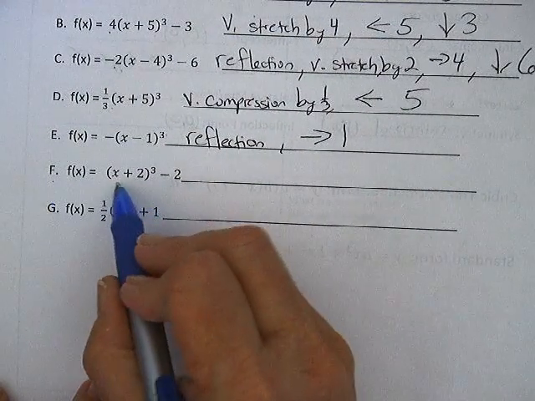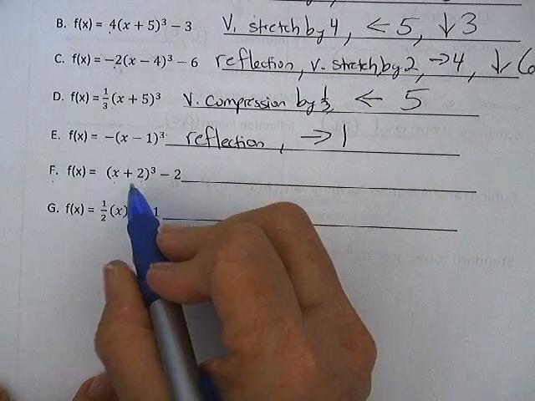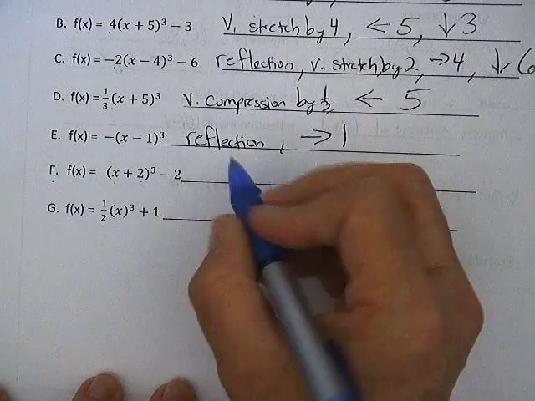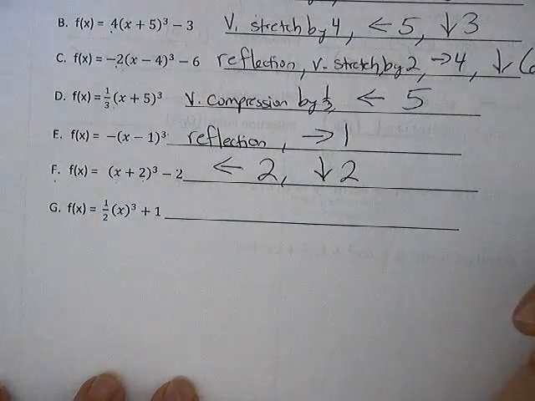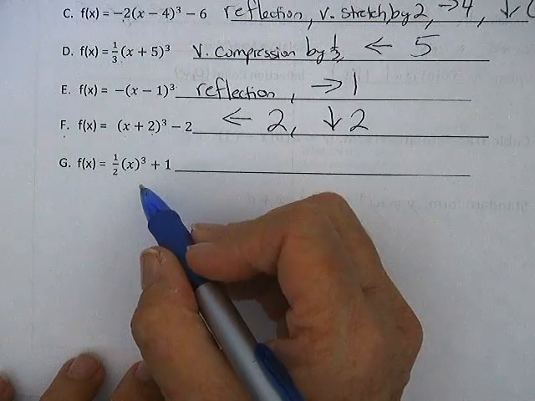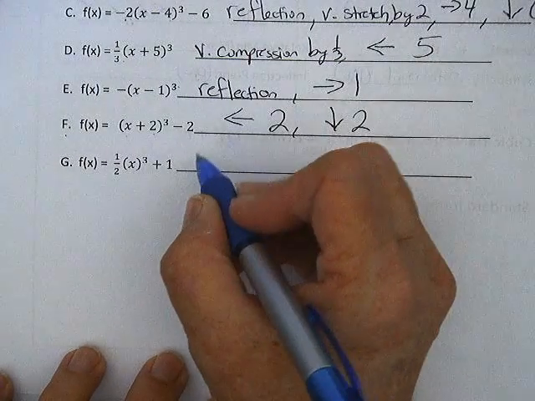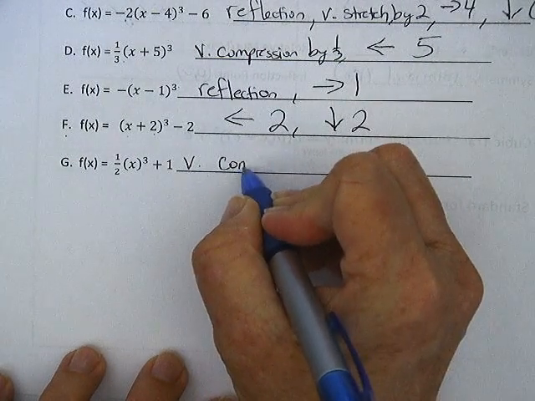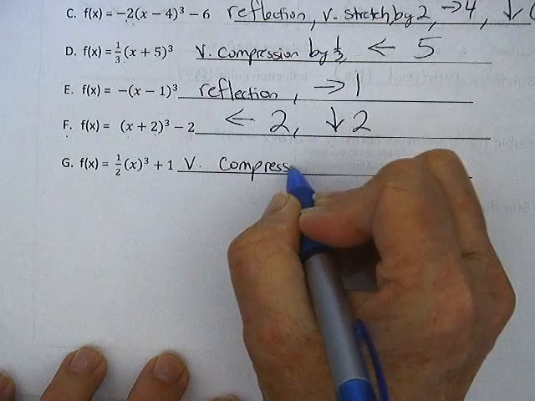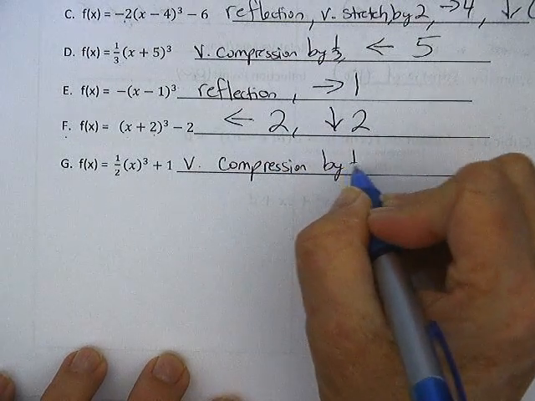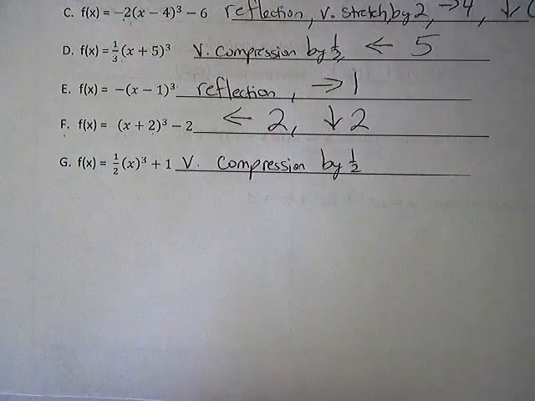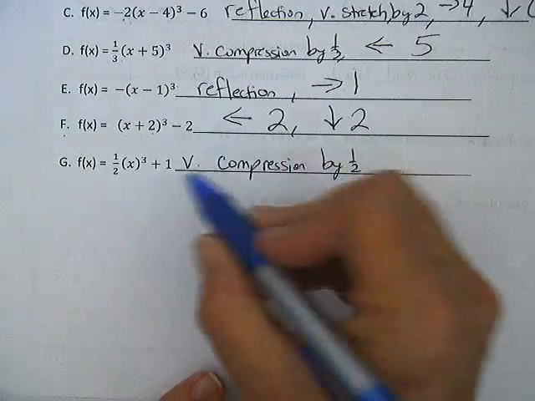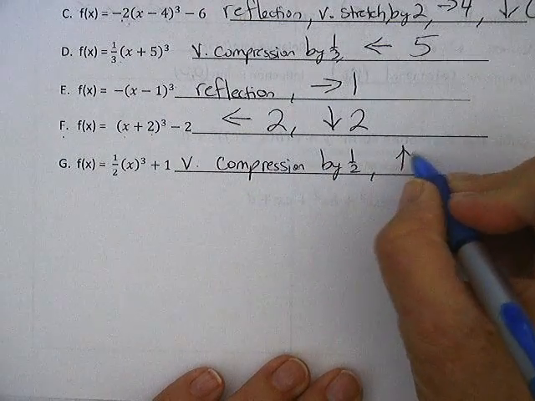Letter F, we have a cubic that has moved to the left by 2 and down by 2. A nice simple one there. And our final one on this page, we've got a vertical compression by 1/2. Remember, that gives the appearance of looking wider. It's been compressed from the top and the bottom. And it's moved upwards by 1.